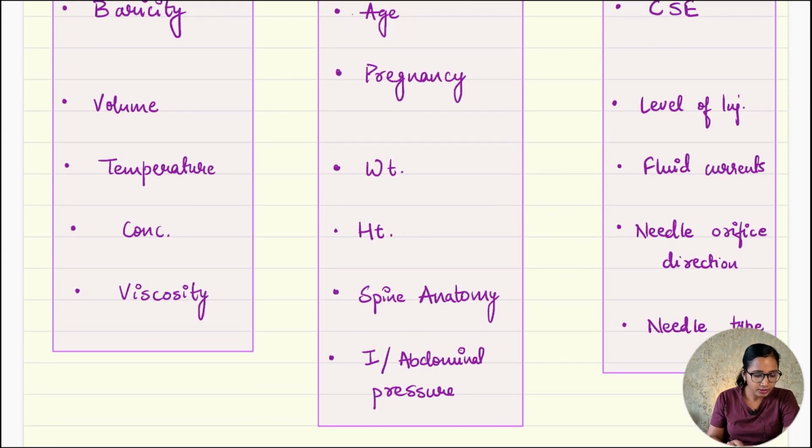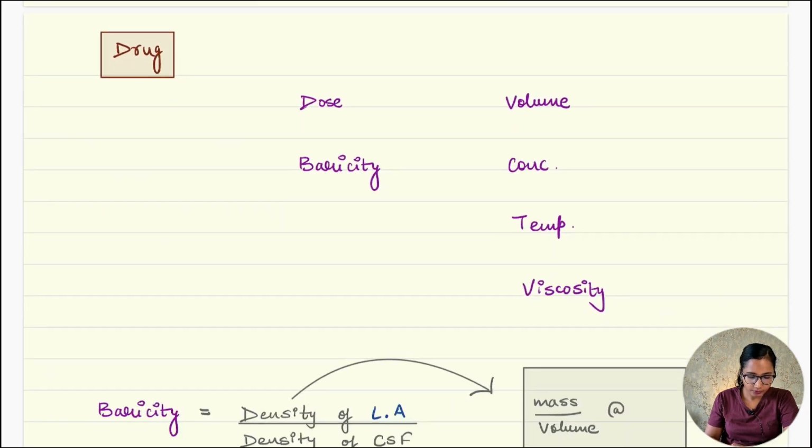The less important factors in drug are volume of the drug, temperature of the drug, concentration of the drug, and viscosity of the drug. Patient factors which less affect the block spread are weight of the patient, height of the patient, spine anatomy, and intra-abdominal pressure. Procedure factors which are less important are level of injection, fluid currents, needle orifice direction, and needle type. We will be discussing each of them.